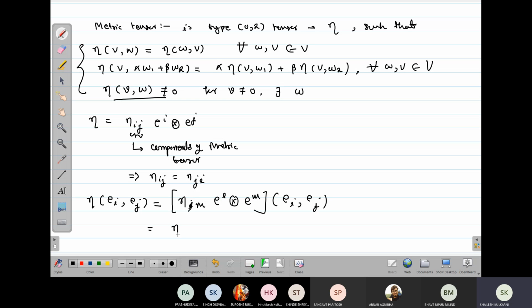So this will be equal to eta_lm, with summation over l and m assumed, e^l acting on e_i and e^m acting on e_j. This will give me delta_li and delta_mj respectively. So this will be equal to eta_ij, with summation over l and m. So eta acting on e_i, e_j is eta_ij. So these are the components. This is precisely these components. Clear?